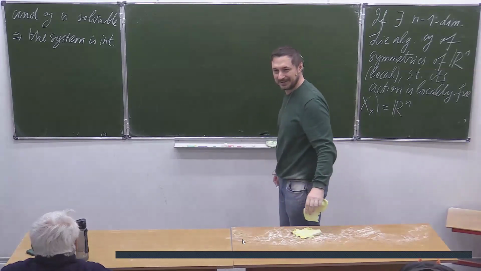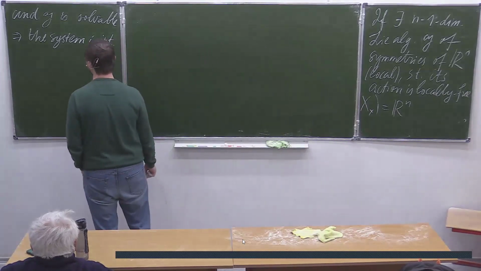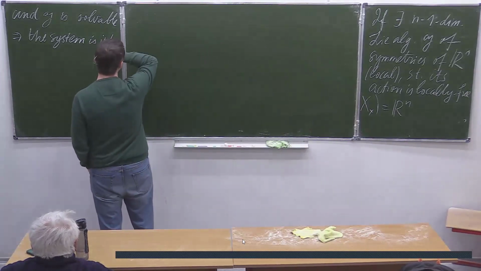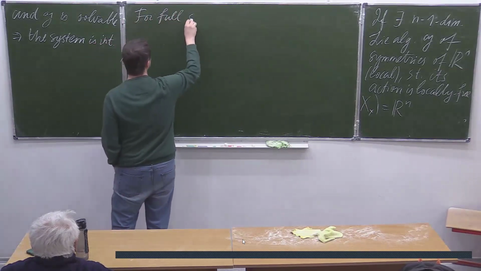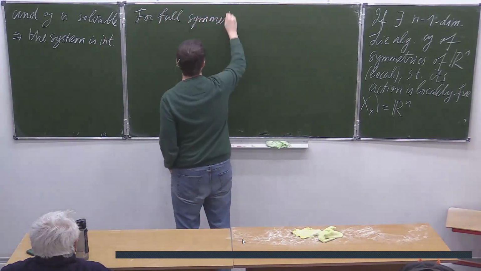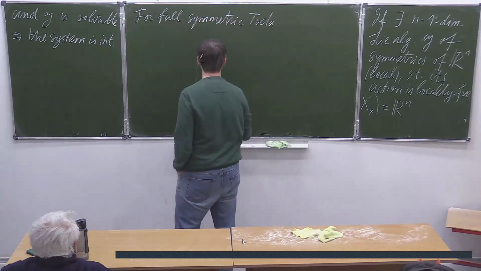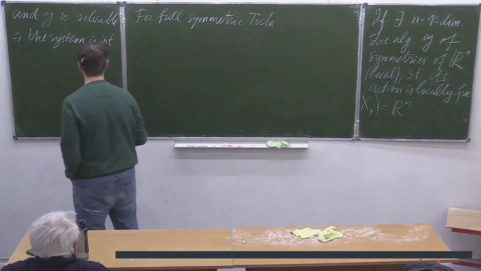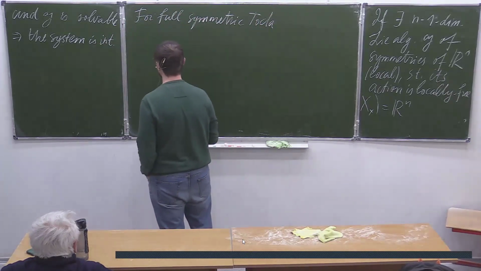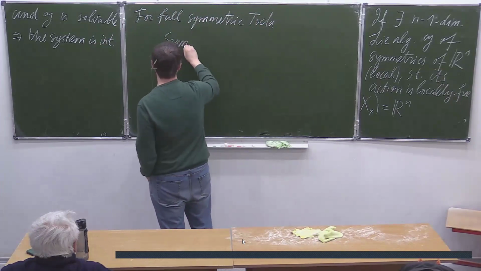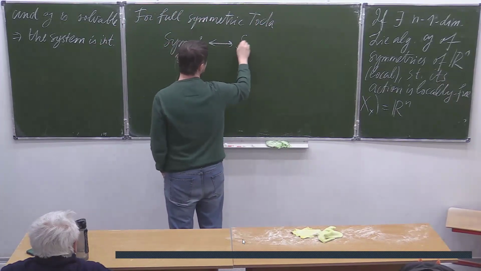Okay, nice. So let me give the construction of such a Lie algebra in the case of the full symmetric Toda. To construct such a system of symmetries for the full symmetric Toda, what I need first is to transfer it from symmetric matrices to the group SON.